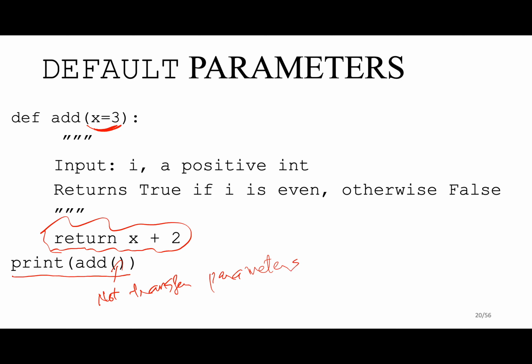If you don't transfer a parameter, the function will use the default parameter. In this case, the default parameter is equal to 3. So when you execute this line of code, it will return the value 5, because the default parameter is 3, and 3 plus 2 is equal to 5. Okay.